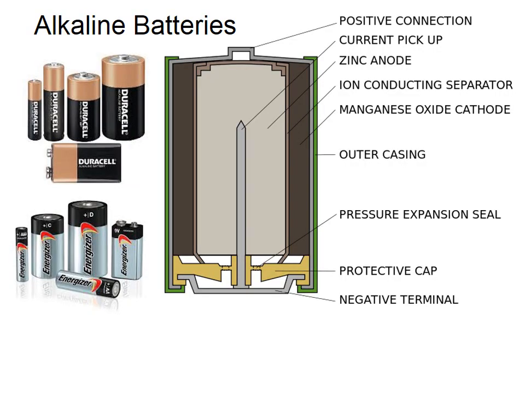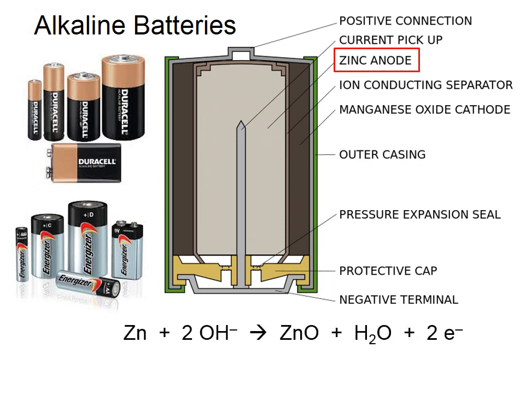Here is a cross-section of an alkaline battery. We have here in the middle this large mass, the zinc anode. And when we say zinc is an anode, that must mean that it is oxidized. And sure enough, here is the half reaction where zinc is being oxidized. You can see that this takes place in a basic medium.